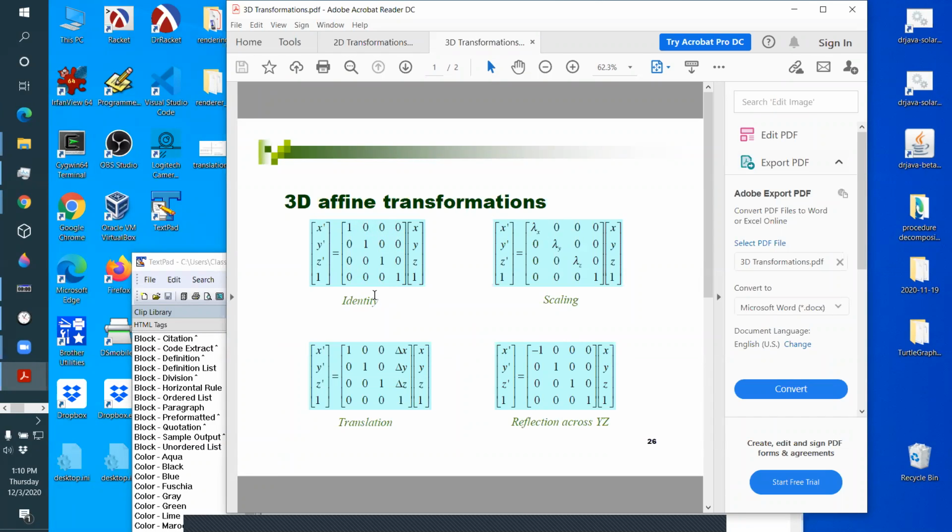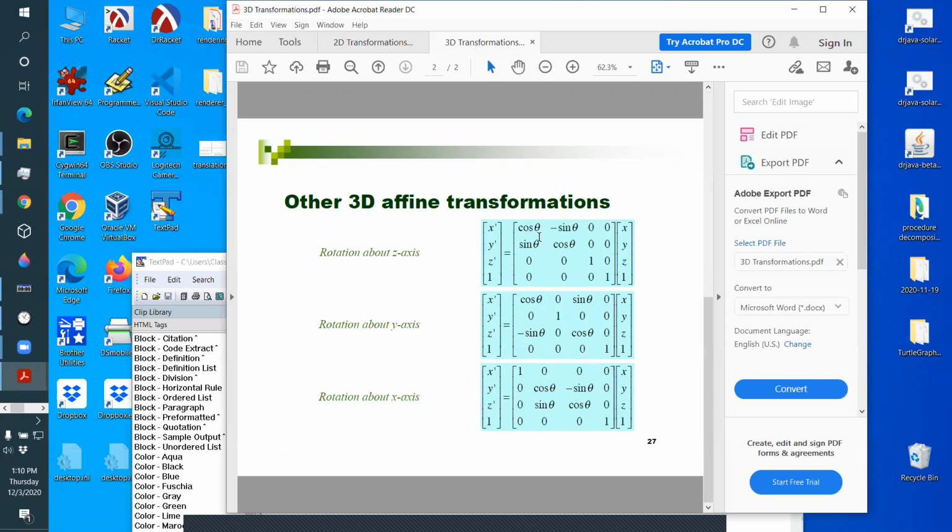Because we want to do translation. See, here's the translation amount, say, delta x, delta y, delta z. This piece here of the 4 by 4 matrix, that's where the translation is. This 3 by 3 region over here is where the rotations show up. See, the rotations show up in this 3 by 3 section over here, and in this 3 by 3 section here.